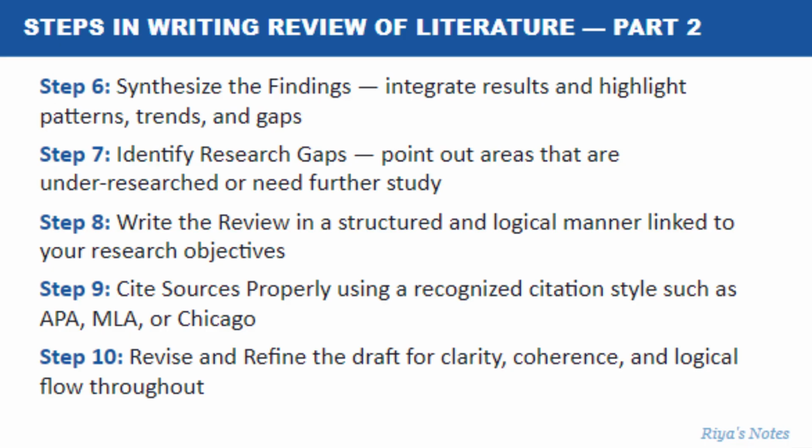Step 7. Identify research gaps, point out areas that are under-researched or need further study. Step 8. Write the review in a structured and logical manner linked to your research objectives. Step 9. Cite sources properly using a recognized citation style such as APA, MLA, or Chicago. Step 10. Revise and refine the draft for clarity, coherence, and logical flow throughout.